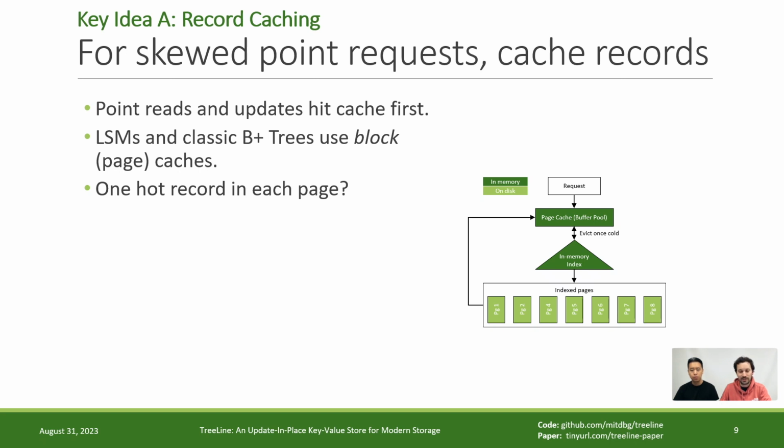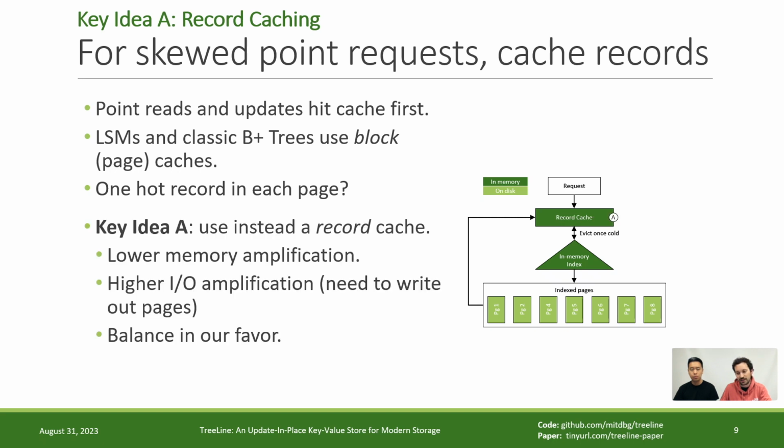In such a design, point reads and updates will hit the cache first, so the buffer pool, or the block cache, as LSMs and classic B-trees call it. However, as we saw in applications like the ones we want to support, hot records might be randomly distributed across pages. And then you have the problem of caching entire pages just because a single hot record is somewhere inside them. Instead, our first key idea is to replace this page cache with a record cache instead. This leads to lower memory amplification because only the hot records themselves are cached.